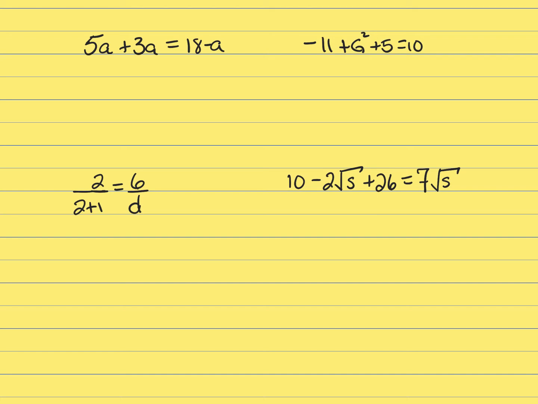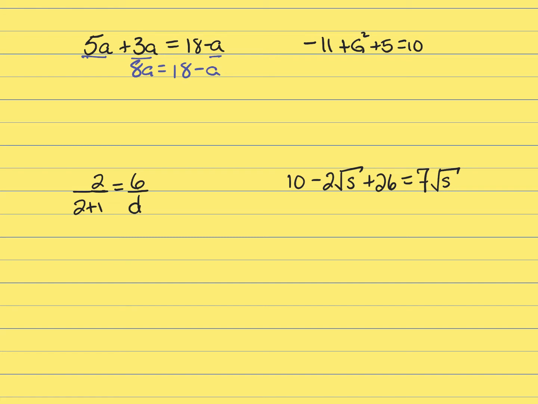To begin with, on the first problem, I had 5a plus 3a equals 18 minus a. So I need to combine like terms. The like terms in this case are everything with an a. So that's 5a, 3a, and the a. My goal is to put a all by itself on one side of the equal sign. So let's start with the like terms, though. 5a plus 3a, that's going to equal 8a, and that equals 18 minus a.